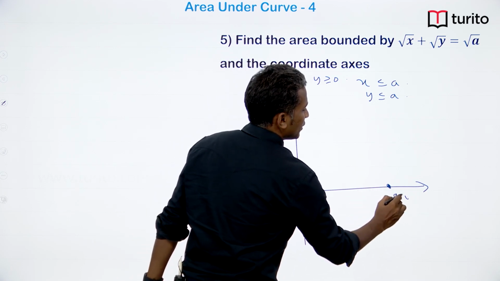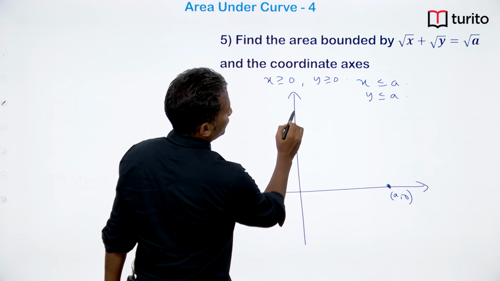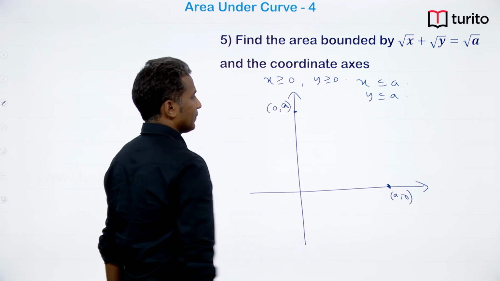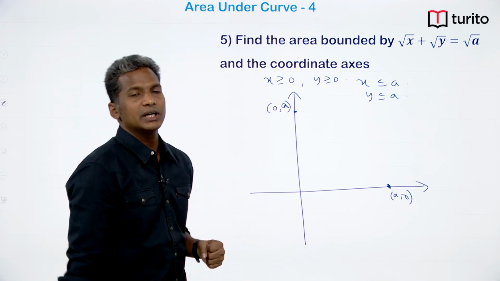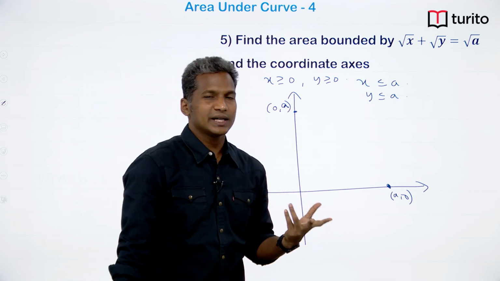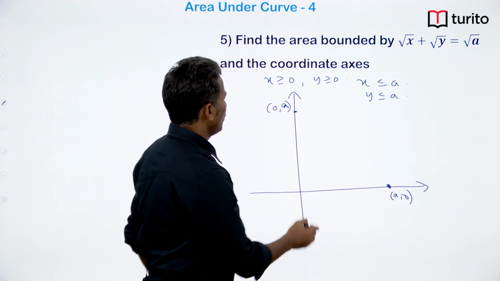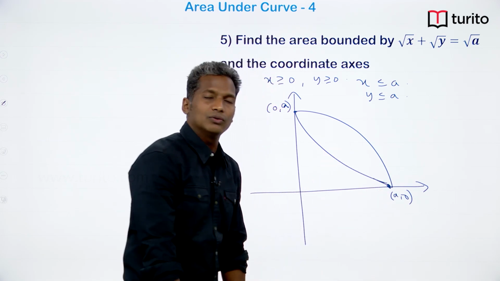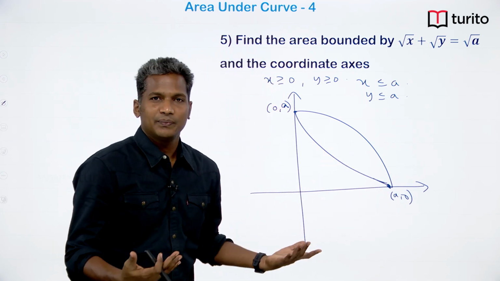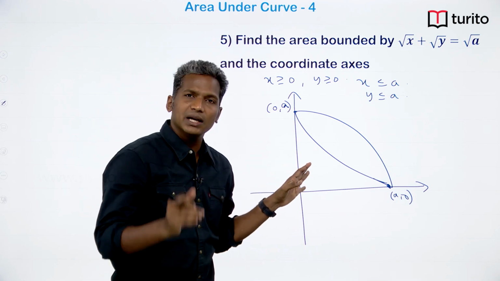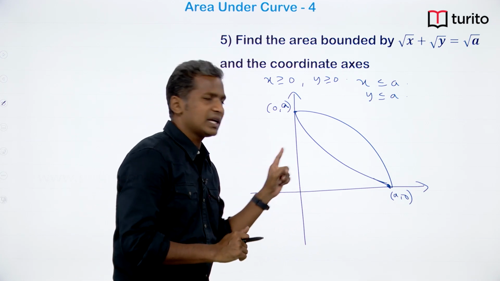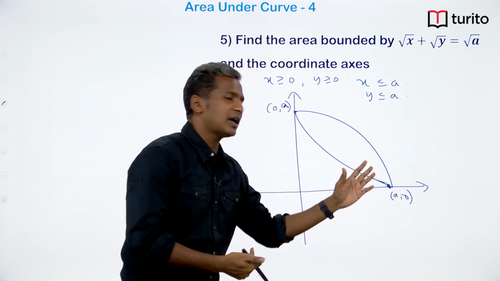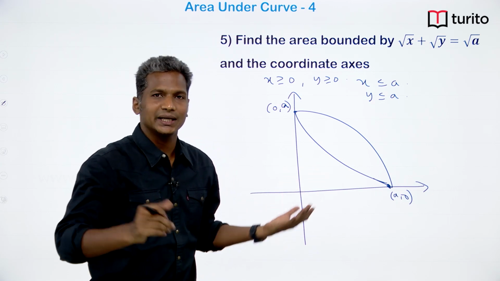So, a comma 0 is one point. If I put y equal to a, it also satisfies. 0 comma a is another point. Now, because square roots are involved, definitely this is not a straight line graph. So, it could be either this type of graph or this type of graph. We do not know what it is, but we do not care, because we are interested in only the area formed with coordinate axis. Whatever is the curvature, we do not really care. We can directly find the area by blindly integrating it.